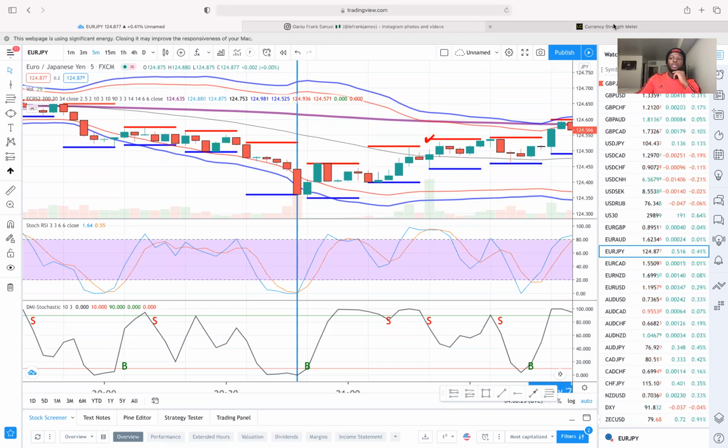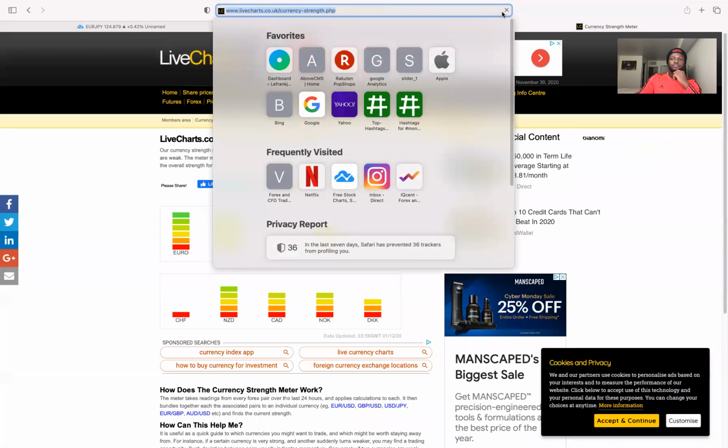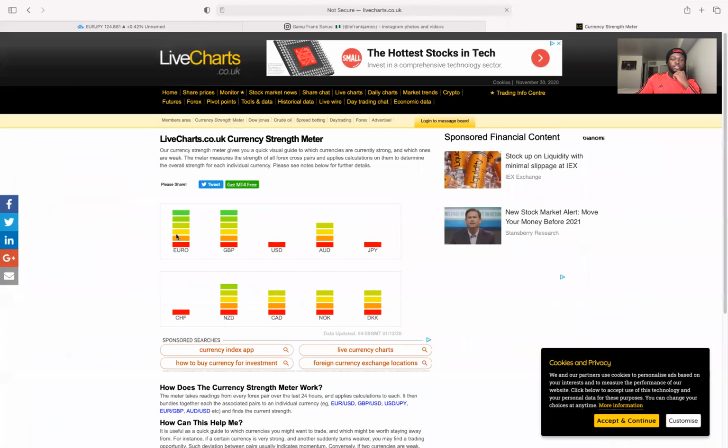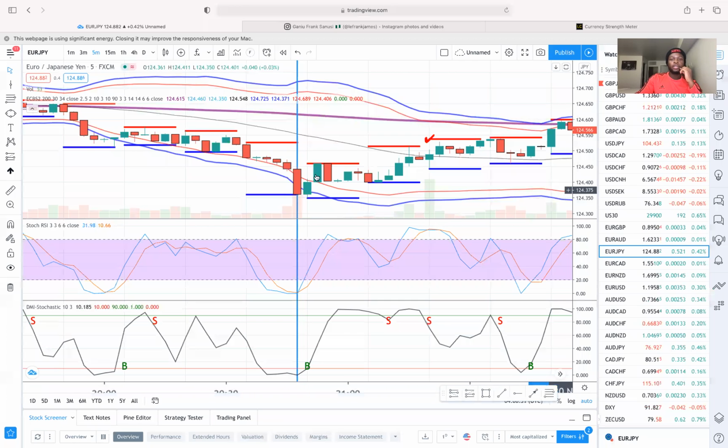So I'm going to come to the currency strength meter. We're looking at euro JPY, so I want euro to be stronger than the JPY. I'm going to refresh this page. Okay, so the euro right now has 1, 2, 3, 4, 5, 6 bars. It's at full power right now. Look at our friend JPY, guys. Only 1 bar. So this confirms my fourth confirmation for a buy setup. That would have been a perfect entry. And guys, the market did go up.